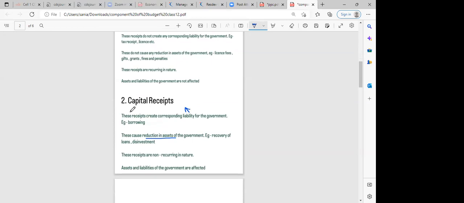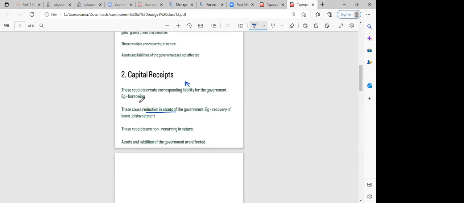And capital receipt, these receipts create liability. For example, you are borrowing from someone, and these cause reduction in assets of government, like recovery of loan, or disinvestment. We will study what disinvestment is, don't worry. And these receipts are non-recurring in nature, and assets and liabilities get affected. Over here, they were not getting affected.